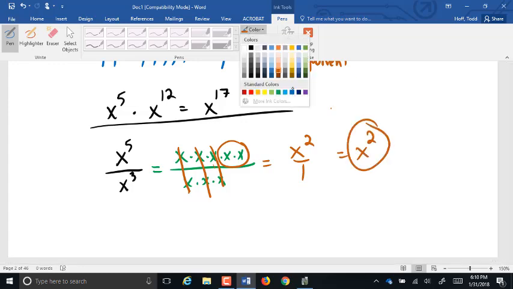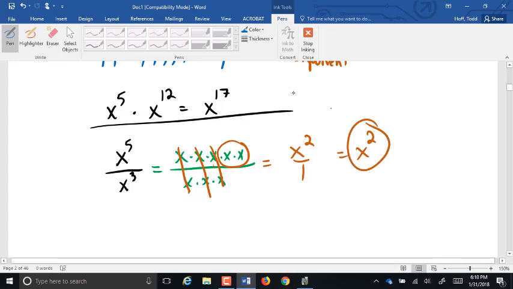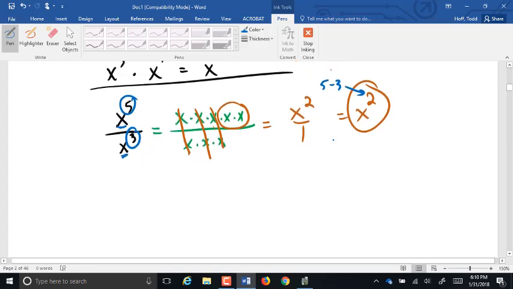The shortcut, when we're dividing exponents that have the same base, both of these are x's, we can subtract the powers. 5 minus 3 is 2, so it is x squared. So if I have y to the 19th divided by y to the 5th, I'm going to get y to the 14th. Very good.